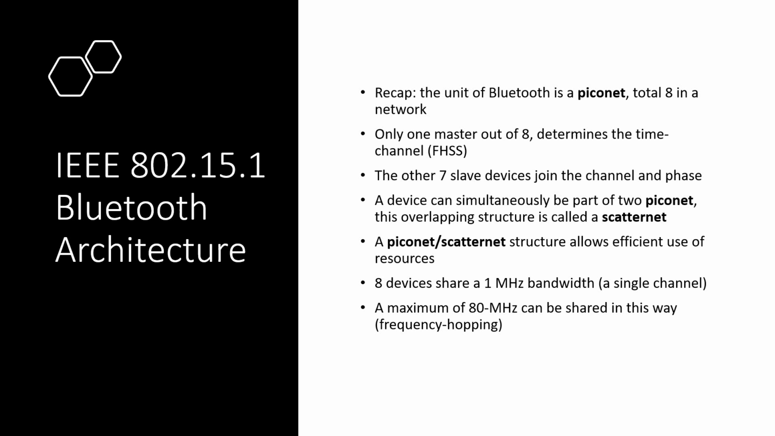Okay, so let's see how the architecture works. A little recap: the unit of Bluetooth is a piconet, as we have already seen. A total of 8 nodes are present in a piconet, and only one of those 8 acts as a master, and the remaining 7 work as slaves. The master determines the time channel, that means the time when a message will be sent and using which frequency or channel. The technique it uses is frequency hop spread spectrum.